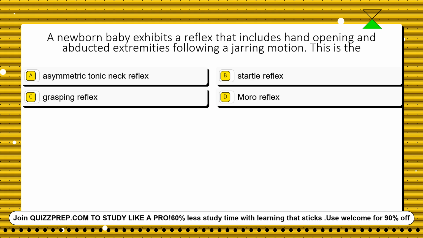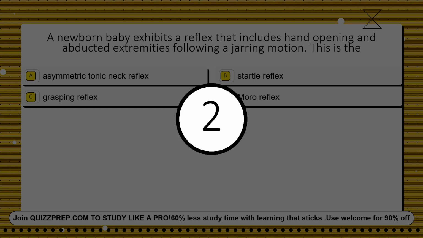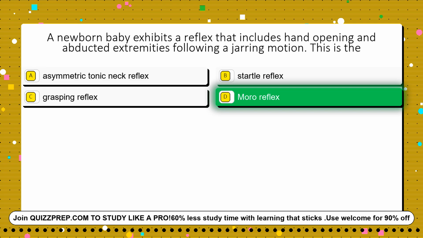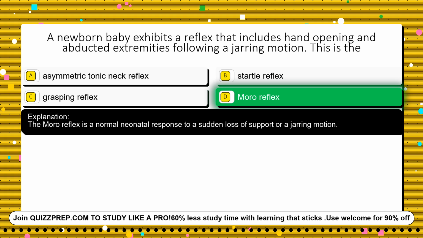Question 23. A newborn baby exhibits a reflex that includes hand opening and abducted extremities following a jarring motion. This is the Option A, asymmetric tonic neck reflex. Option B, startle reflex. Option C, grasping reflex. Option D, Moro reflex. The correct answer is option D, Moro reflex. The Moro reflex is a normal neonatal response to a sudden loss of support or a jarring motion.